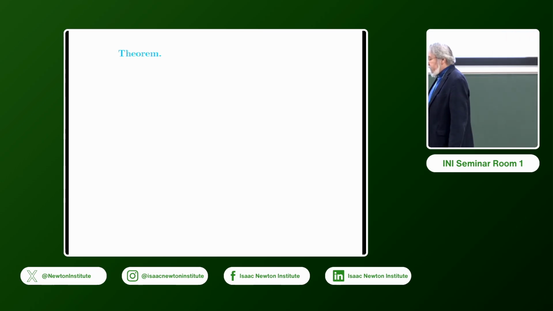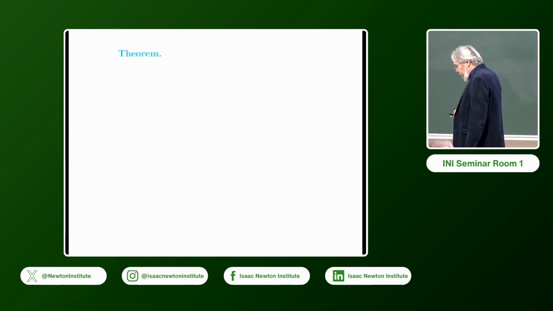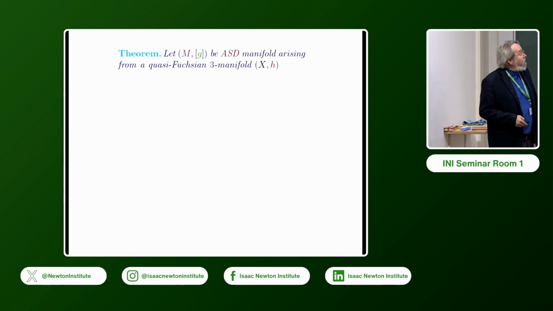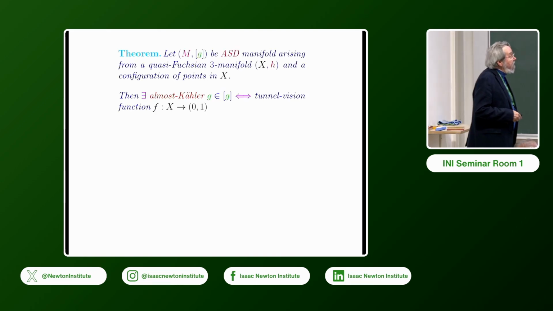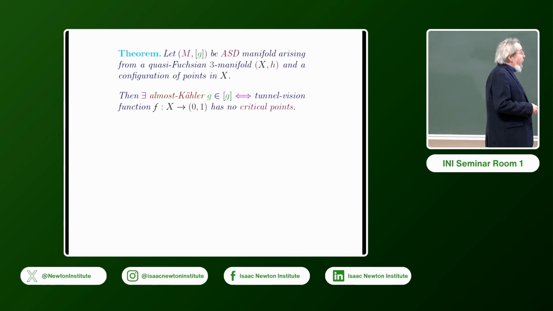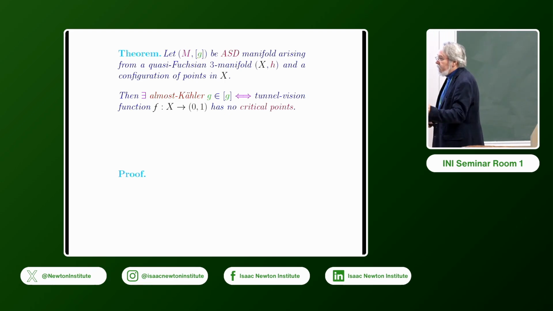So when is this thing actually conformally almost Kaehler? The cute point is this happens if and only if the tunnel vision function has no critical points. And you can show that's an open condition on the group action.